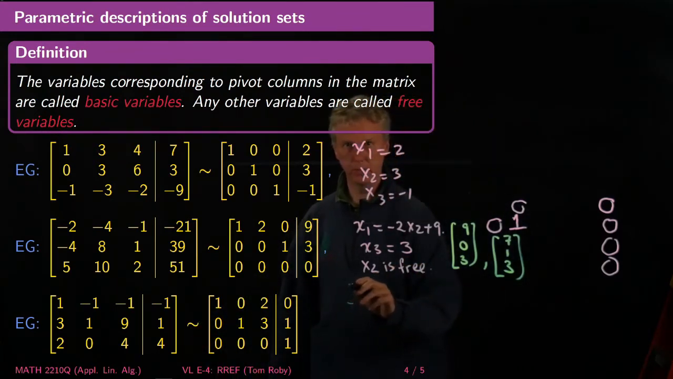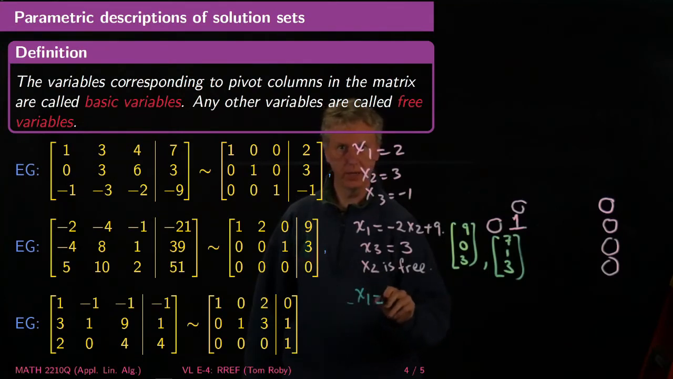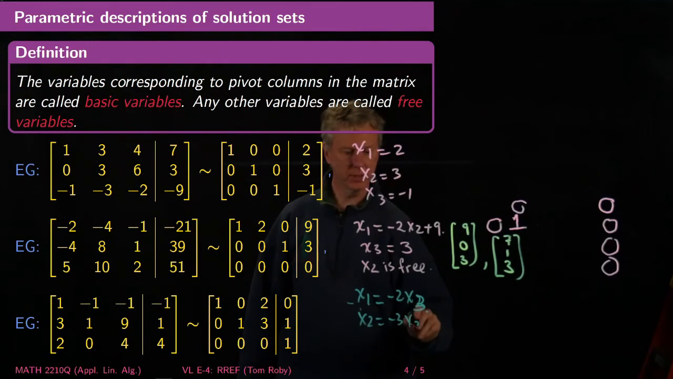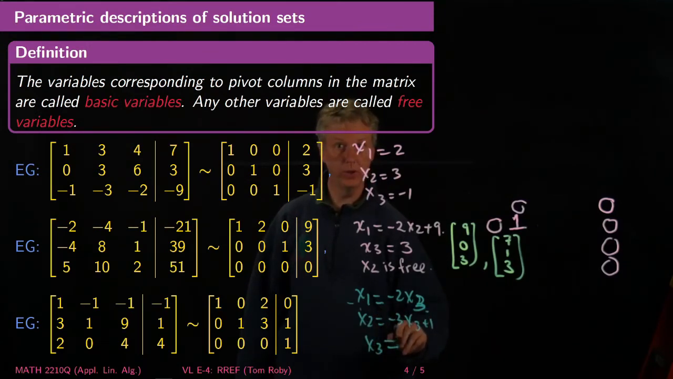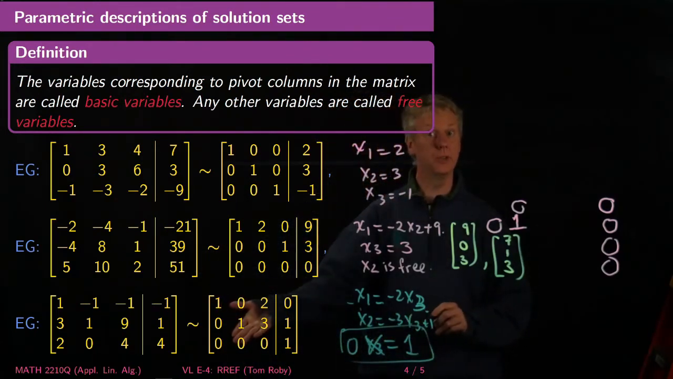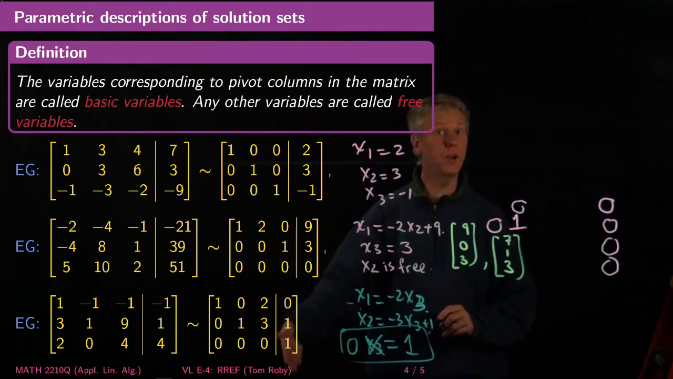So if you wanted to solve this one, you would get that x1 equals negative 2x2 minus 2x3, and x2 equals negative 3x3 plus 1, and x3 equals... actually we don't get x3, right? We get 0 equals 1. So in this last situation, we see that we get an inconsistent system. So there's no solutions here, even though we have a free variable, right?